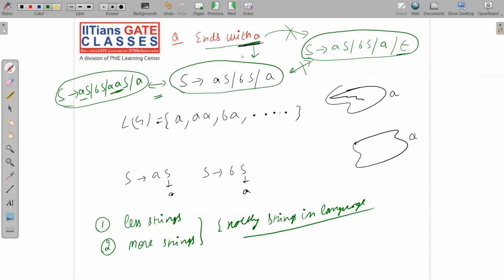Again I want to say this: for ends with A also I can generate infinite regular grammars. While generating those infinite regular grammars, you have to keep in mind that all these grammars must be equivalent. Like this is not equivalent to this. I hope I have made the point clear to all of you.